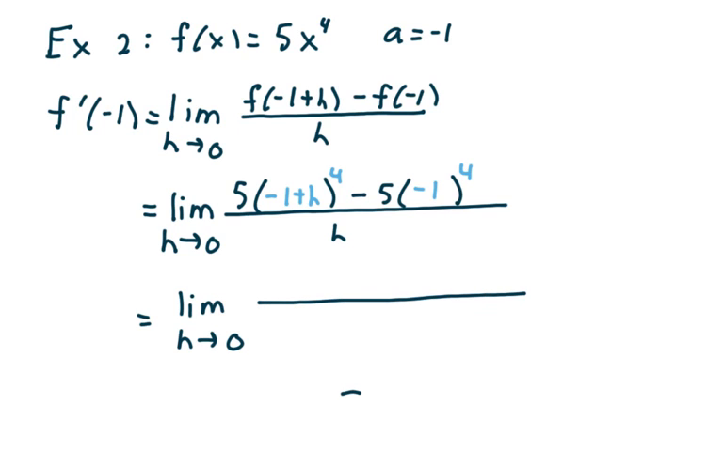Now, negative 1 to the 4th is 1. 1 times 5 is 5. So we get 5 times negative 1 plus h to the 4th minus 5 divided by h. Now, I am not going to raise that to the 4th power. Absolutely not. What I'm going to do is I'm going to write it this way.